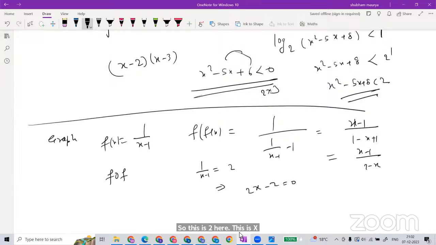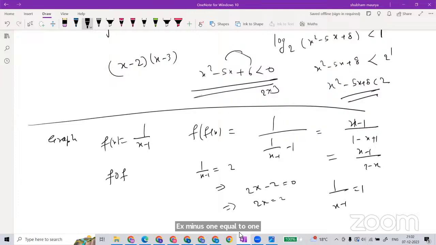Sorry, sir. Yes, sir. For f of x, 1 by x minus 1 cannot be equal to 1. So that is how we get x equal to 2. You took 1 by x minus 1 equal to 2. I am saying it should be 1 by x minus 1 equal to 1, because that is when this one, sorry, 1 by x minus 1 equal to 1.